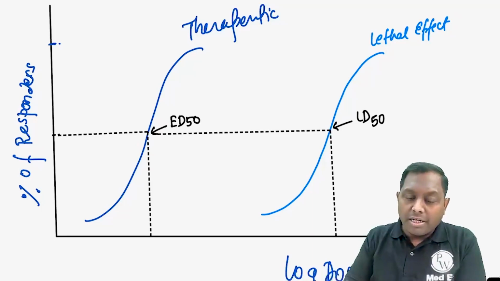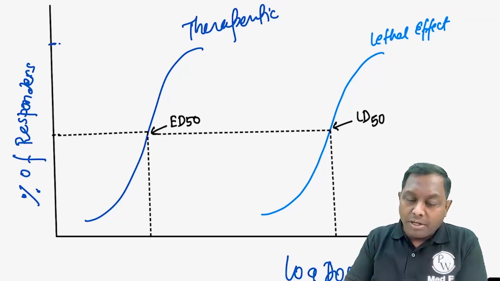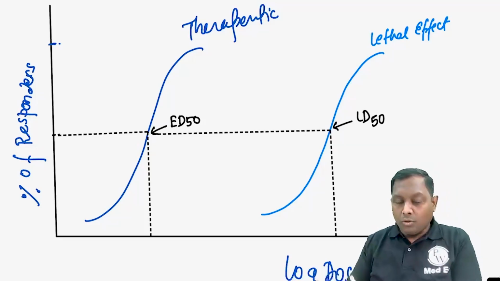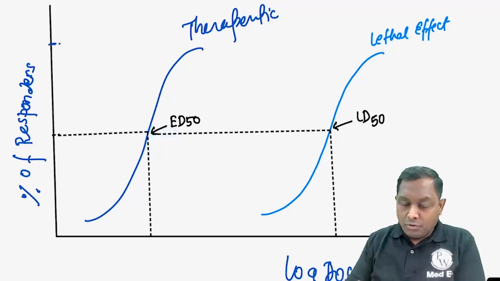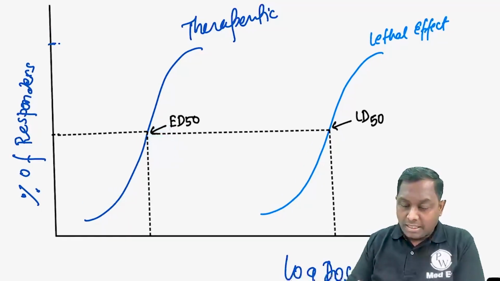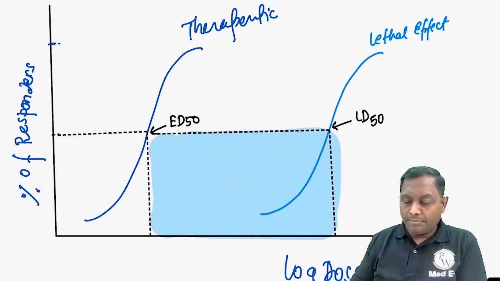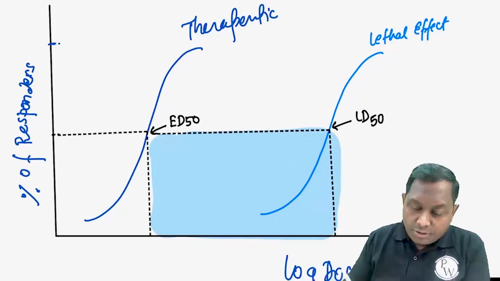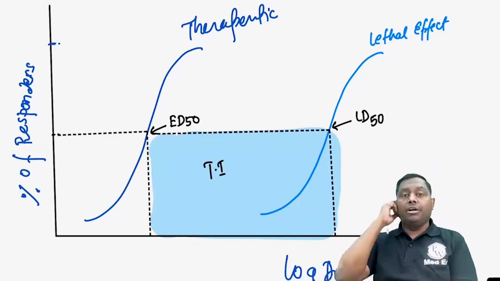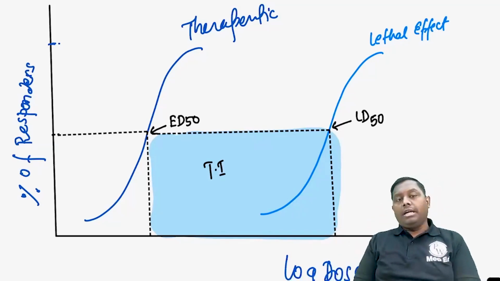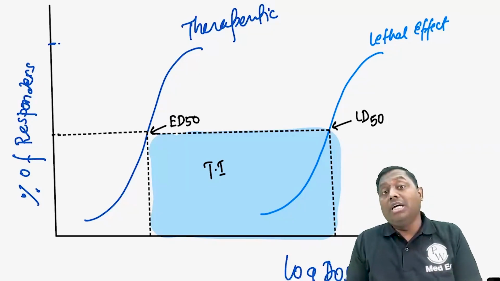So this particular difference, a dose producing therapeutic effect in 50% of responders and a dose producing lethality in 50%, the ratio between these two is given the name therapeutic index. This is known as your therapeutic index: a dose that can create therapeutic effect in 50% and a dose that can create lethality in 50%. If it is very narrow, we say they are very, very unsafe drugs.